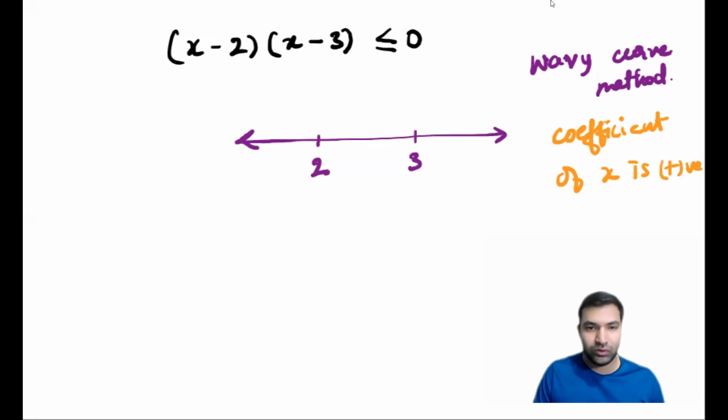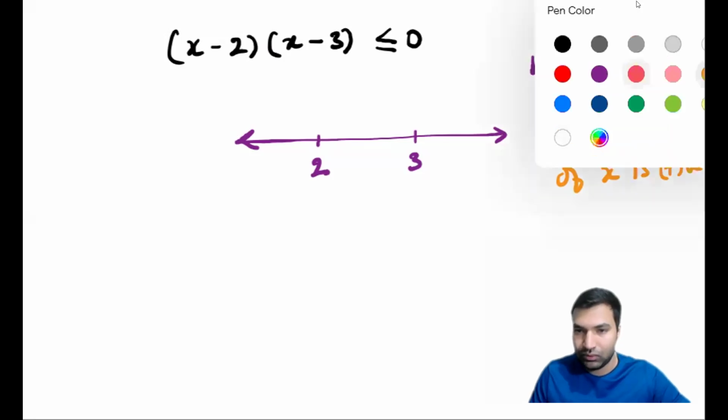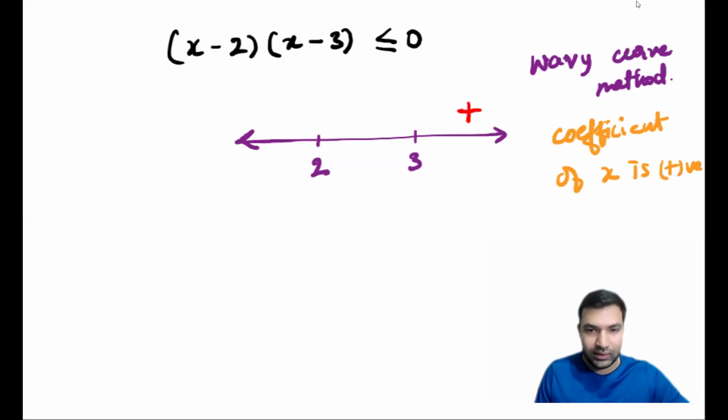Now, once you know that the coefficient of x is positive, like for example here, it's positive and positive. So how do you start the sign? The sign of x minus 2 and the sign of x minus 3. So the product of these two, you start with the rightmost side, you put a plus sign, and then you put a negative sign, and then you put a positive sign. So alternate sign change. Okay.